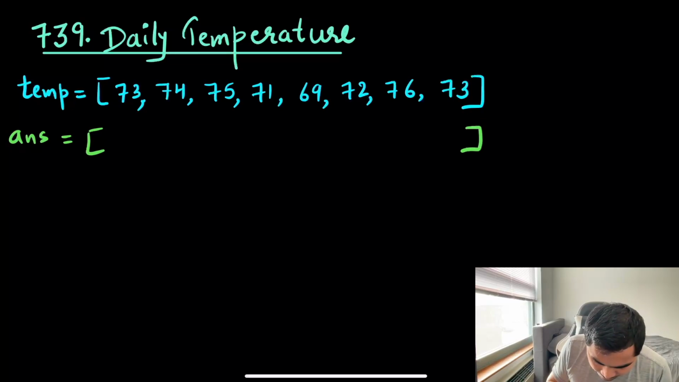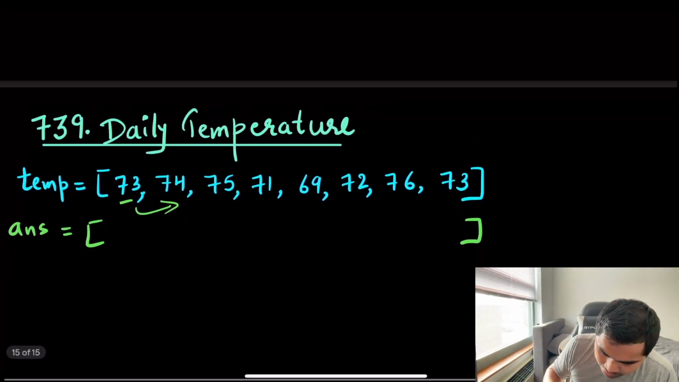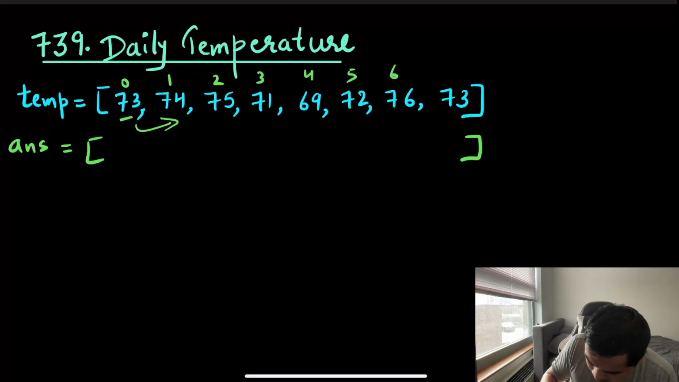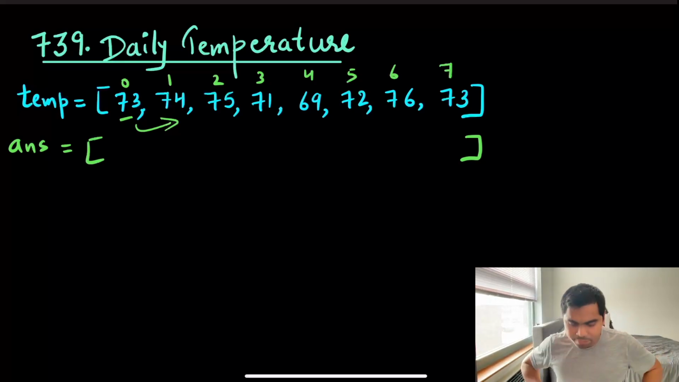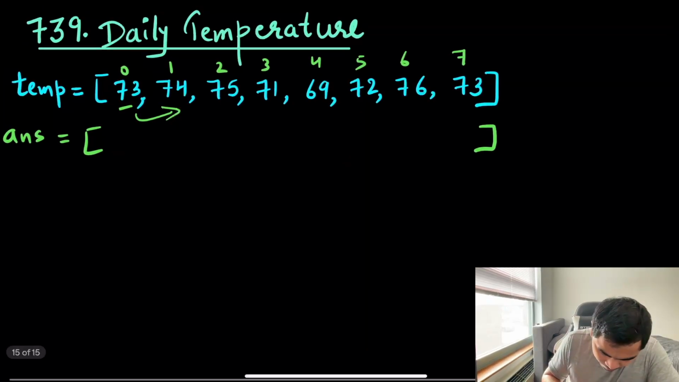So if you see the current day 73 right here, what is the next greater temperature? It's right next to 73. So if I do proper indexing right here, sorry about this, if I just index them 0, 1, 2, 3, 4, 5, 6, and 7, so there are 8 days of temperatures given to us. Now 73, my current ith, which is basically 0, needs to wait 1 day to get the next warmer temperature. So I'll be saving 1 right here.